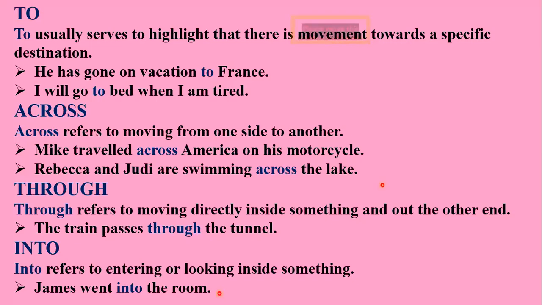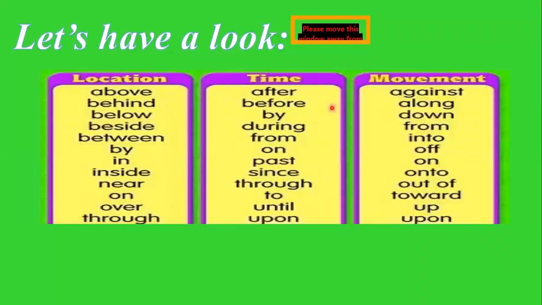Okay, so I hope all of this is clear to you, the prepositions of time, place, and direction or movement. As I told you, there are three types, and these are not all like to, across, through, into. You can use many other prepositions as well. Okay, let's have a look. For location, we can use above, behind, below, beside, between, by, in, inside, near, on, over, through. And these are also not the complete list. You can use many more. These are just the common ones, okay?